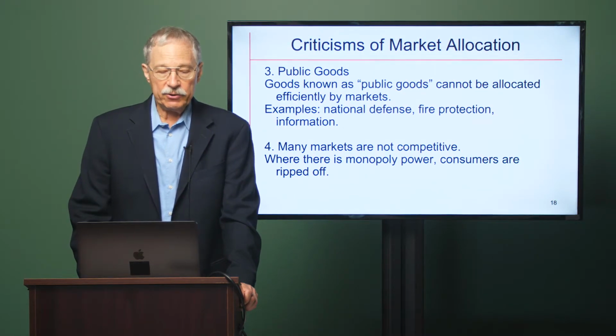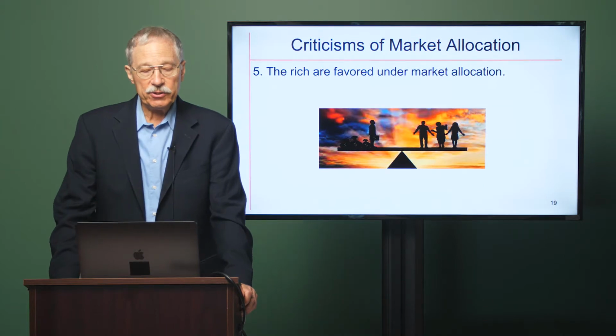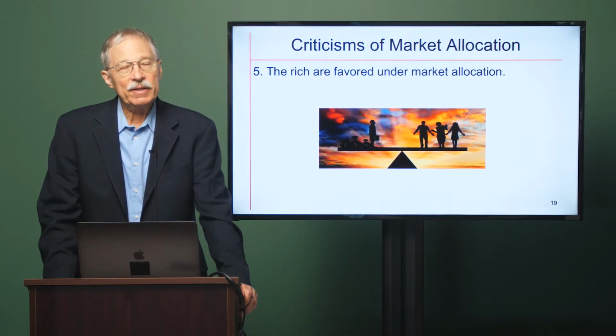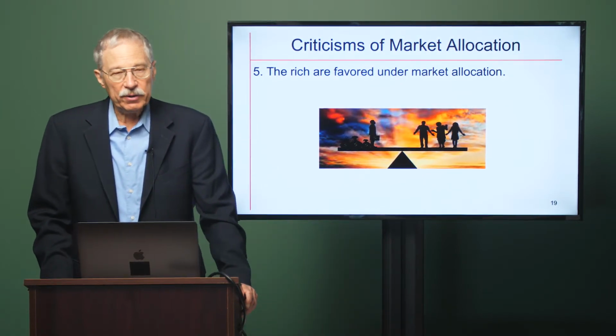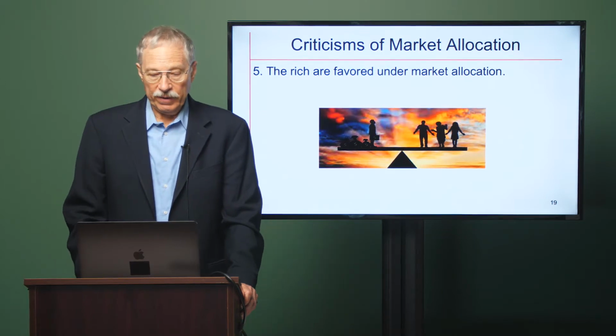That leads to monopoly power, and when that occurs, consumers are ripped off. Another potential problem with markets is that the rich are favored under market allocation. It is the dollar votes of consumers that are supposed to drive the system, but the rich have a lot more dollar votes than others.